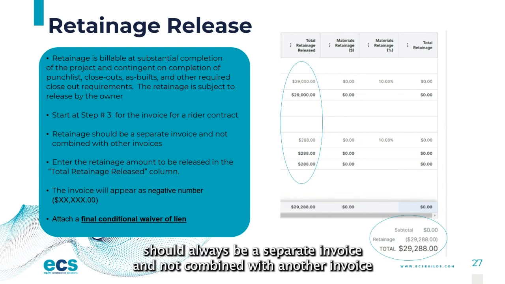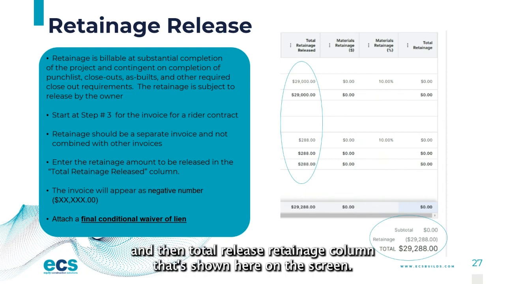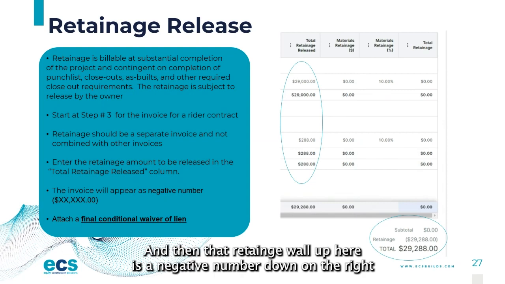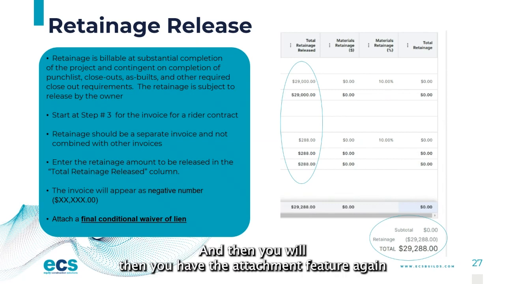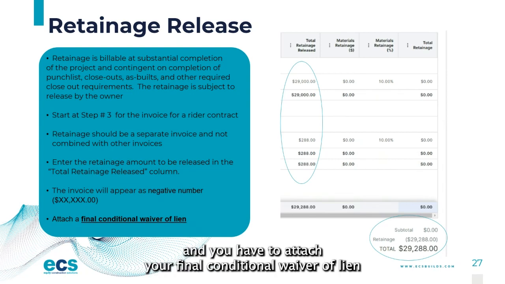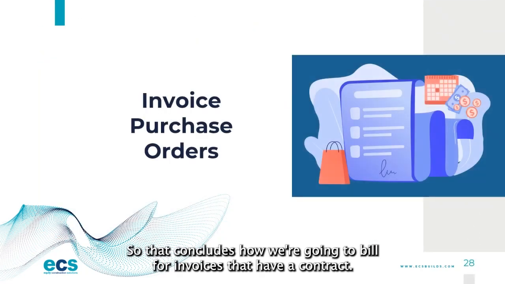So retainage should always be a separate invoice and not combined with another invoice. And you're going to enter the retainage amount to be released in the total release retainage column that's shown here on the screen. And then the retainage will appear as a negative number down the right that says this is the retainage that needs to be billed. And then you'll have the attachment feature again that you've seen on the previous screen, and you have to attach your final conditional waiver of lien when you're billing for your retainage. So that concludes how we're going to bill for invoices that have a contract.